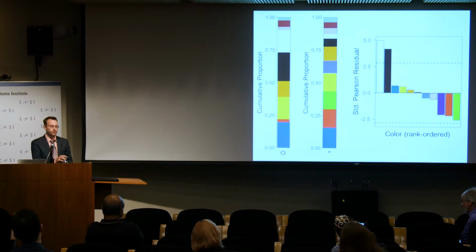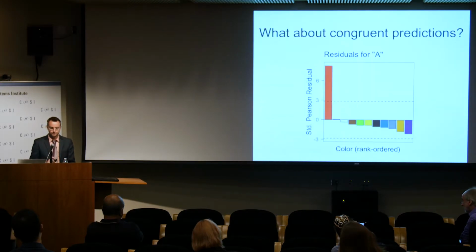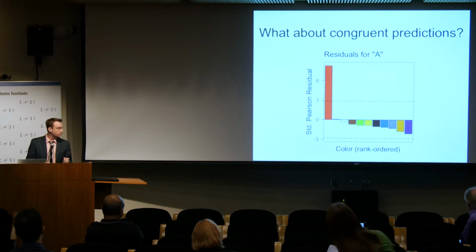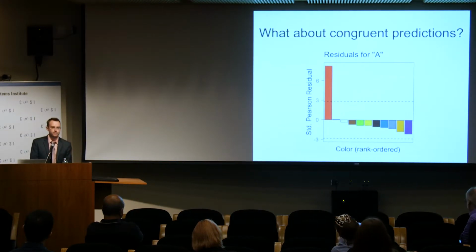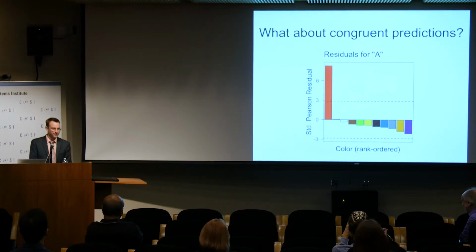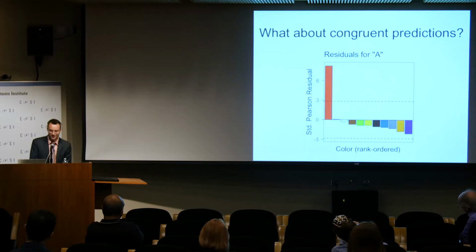What if they make congruent predictions? This is a result that has been replicated over and over and over again. It's probably the single most included sentence in any paper about synesthetic associations. A is always red, right? And so why? Well, there are as many explanations as there are papers that say this.